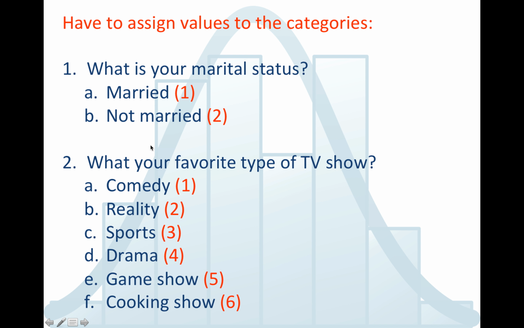So after I've done that, I've assigned values. These numbers, although they are numbers now, they don't really have any true meaning. I could switch these. So not married could be 1, and married could be 2. It would make no difference. It wouldn't change the meaning. What matters is what I've assigned to it.